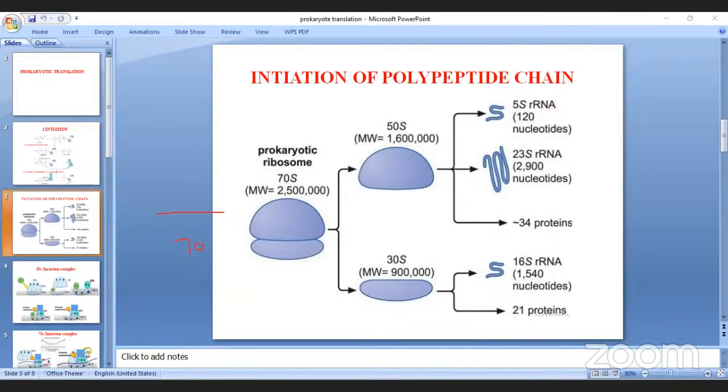So this is actually the 70S ribosome. In the 70S, there are two subunits. One is the 50S large subunit, and the 30S small subunit. The 50S large subunit is made up of 5S rRNA and 23S rRNA and 34 proteins. Mainly the ribosome is made up of rRNA, ribosomal RNA, and protein. The 30S subunit has 16S rRNA and 21 proteins. So this is about the 70S ribosome. Right? Next one.